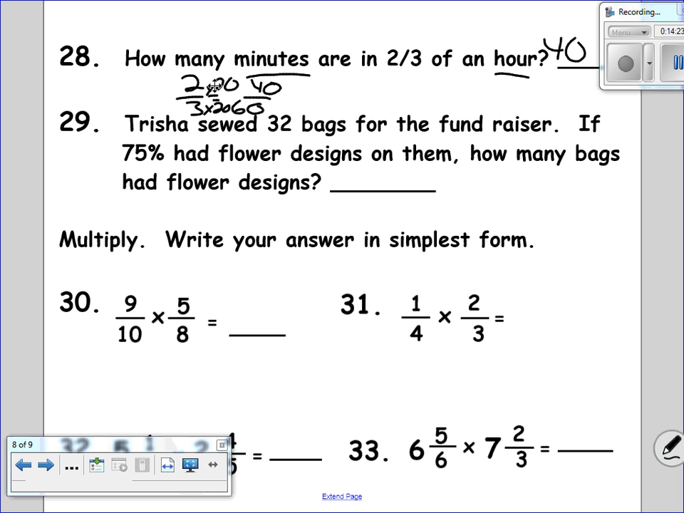Trisha sewed 32 bags for a fundraiser. It was 75%. If 75% had flower designs, how many of the bags had flower designs?